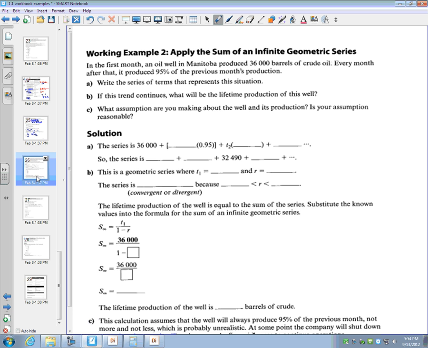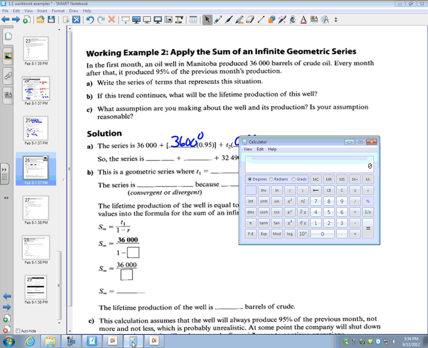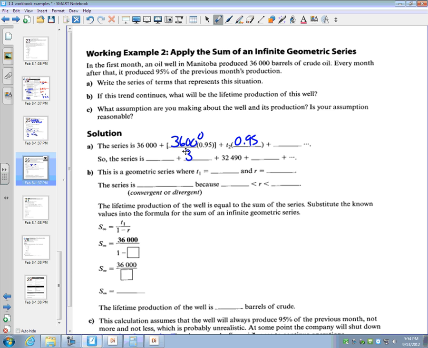Okay, so the series is 36,000 and the next term is going to be 36,000 times 0.95. Then we're going to take that term and times it by 0.95 and continue on. Okay, so I'm going to need a calculator. So I'm going to go 36,123 times 0.95. And I'm going to get 34,200.